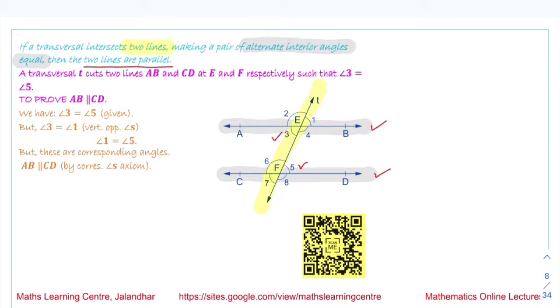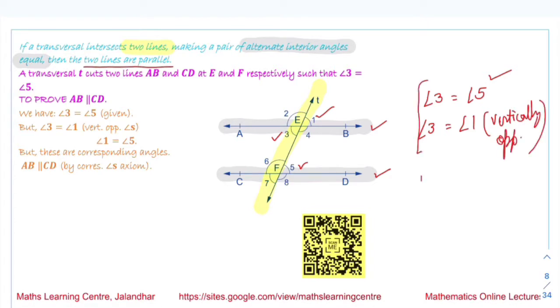So what we have to do is, we are saying angle 3 is equal to angle 5. This is given to us, that alternate interior angles are equal, and we are saying angle 3 is equal to angle 1. Angle 3 and angle 1 are equal because they are vertically opposite angles. So from these two results we get that angle 5 is equal to angle 1. This is angle 1, this is angle 5. If these two angles are equal, we know that by the corresponding angles axiom.